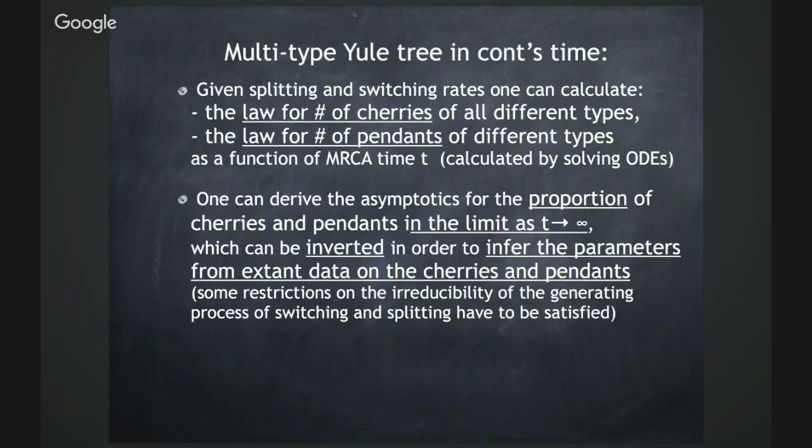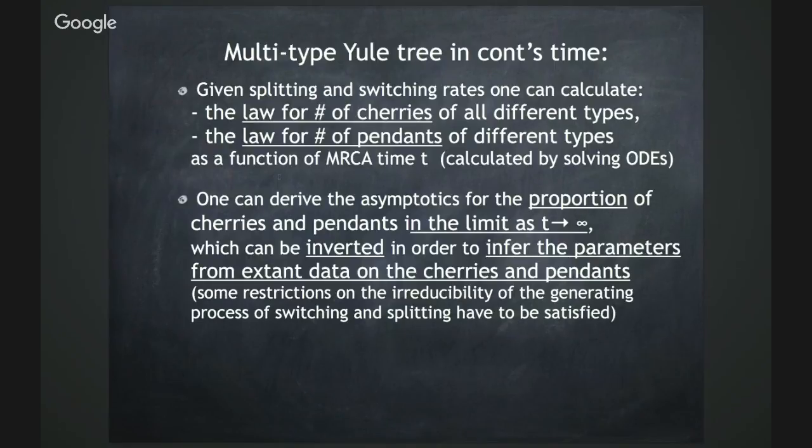Then one can do the same thing in continuous time, with slight differences in the mathematical tools being used, because now instead of going recursively by adding a leaf at a time, one has an increment infinitesimally in time. Essentially one gets a system of ordinary differential equations for the means and the variances of the different cherries and pendants.